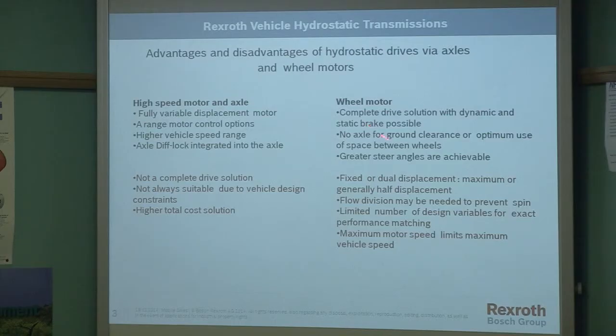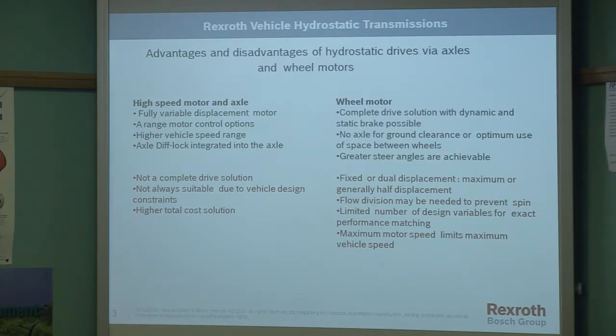So looking at the advantage of wheel motors now, as I said, a complete drive solution, dynamic brake, static brake, good load carrying capability. So no axles. Some vehicles are ideal without axles, give optimum ground clearance, and the space between the wheels can be utilized. Without an axle, of course, you can get much greater steer angles, which are needed on some vehicles.